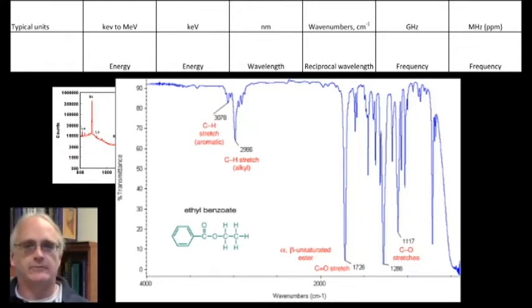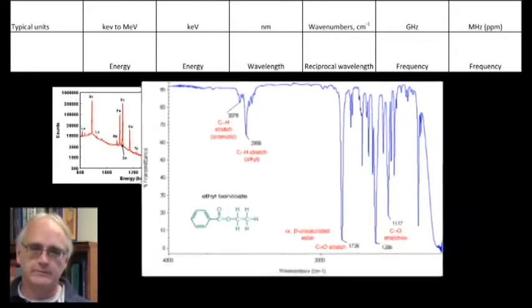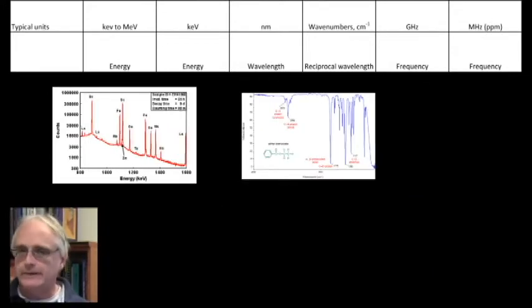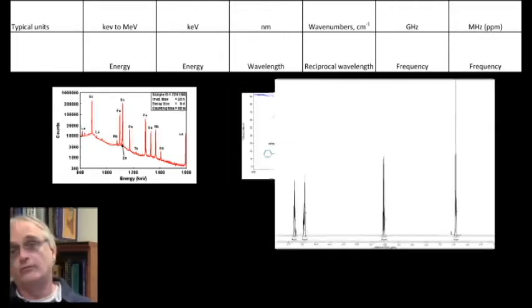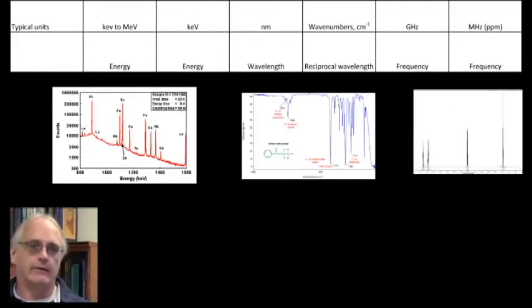The infrared spectroscopists studying molecular vibrations will also use wavelength, often a modified wavelength we call wave numbers or reciprocal centimeters. The microwave and the NMR spectroscopists will typically use frequency units. For example, our particular instrument is a 400 megahertz NMR spectrometer. Oftentimes there are modifications made to these units. For example, in NMR spectroscopy we will often, instead of using 400 megahertz and variations of that, use something called parts per million or ppm.